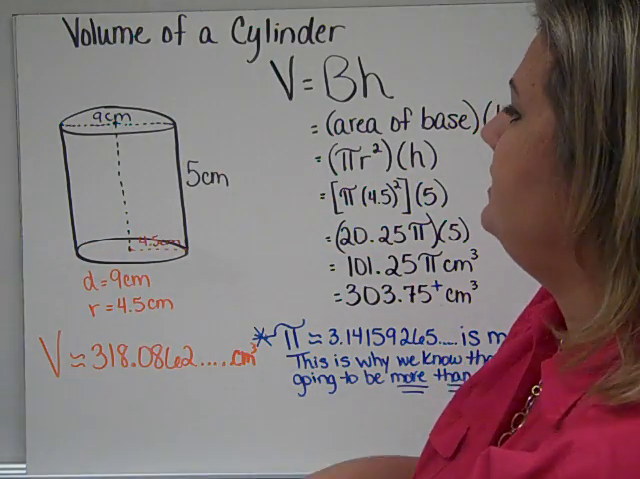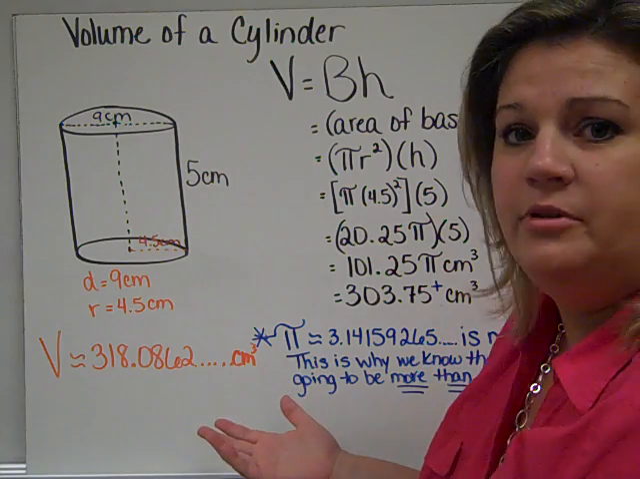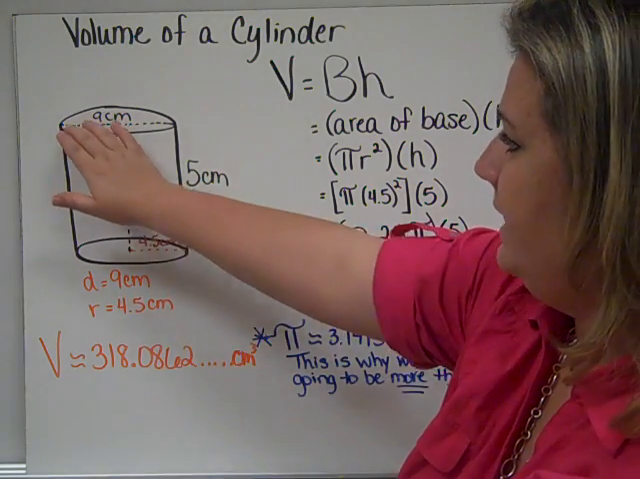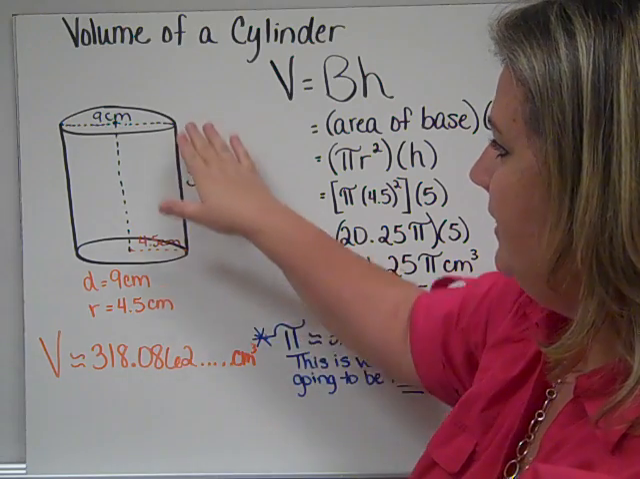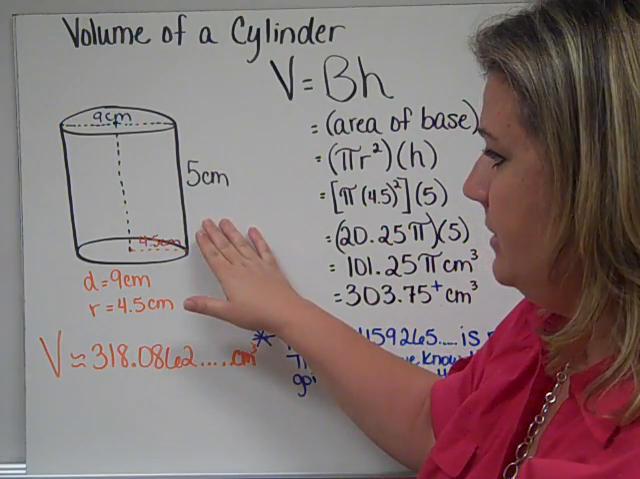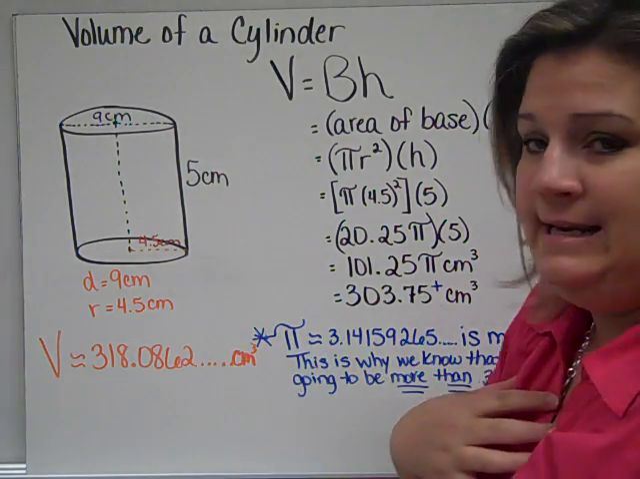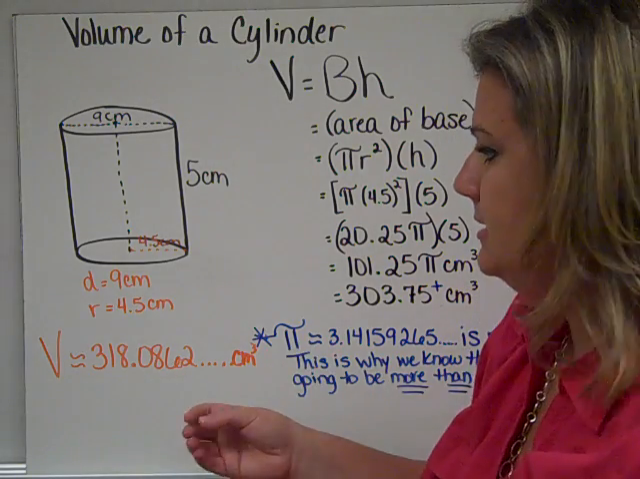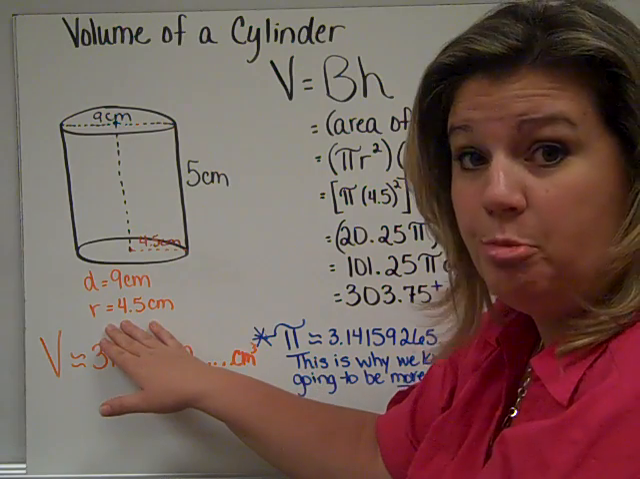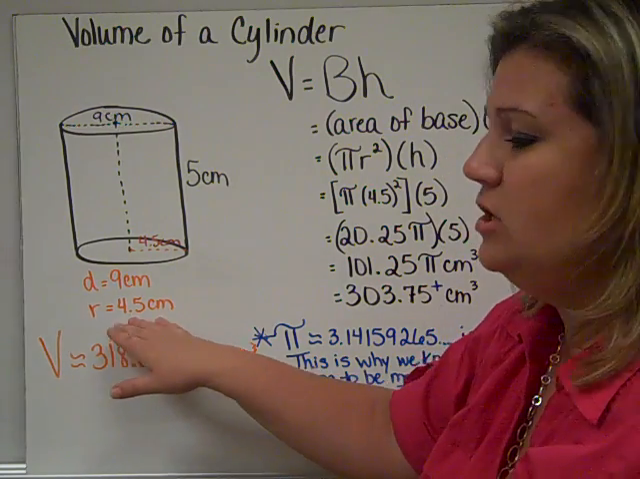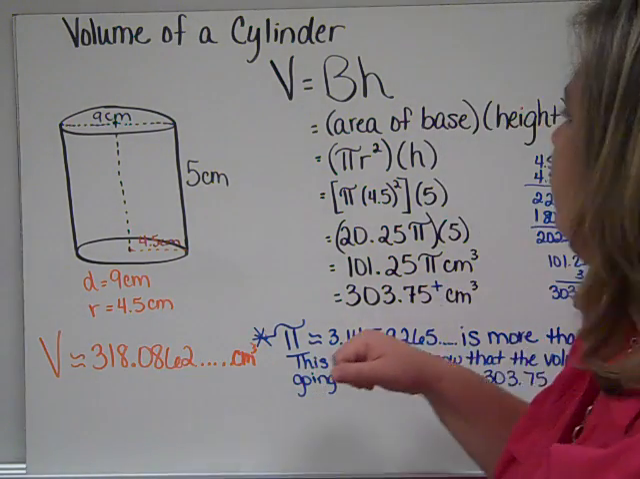All right, volume of a cylinder. Here's your example for this. So I notice I have a diameter of 9 centimeters. The height of this cylinder is 5 centimeters. But I know what I need for the formula is my radius. So I need to take that 9 centimeters and chop it in half, which is 4.5. So that is what I'm going to use when I plug in.